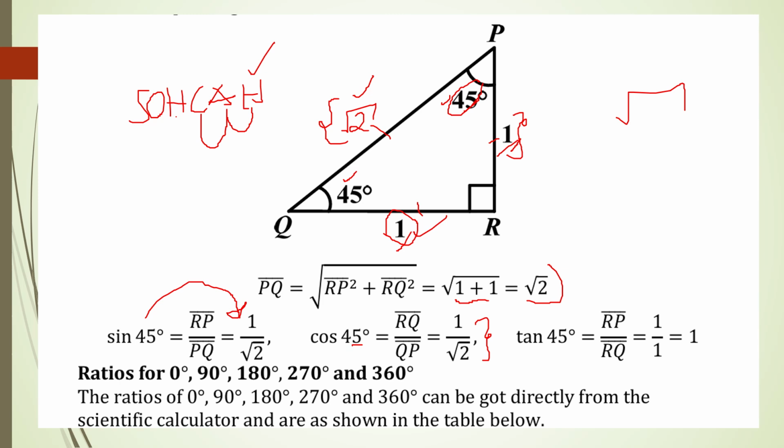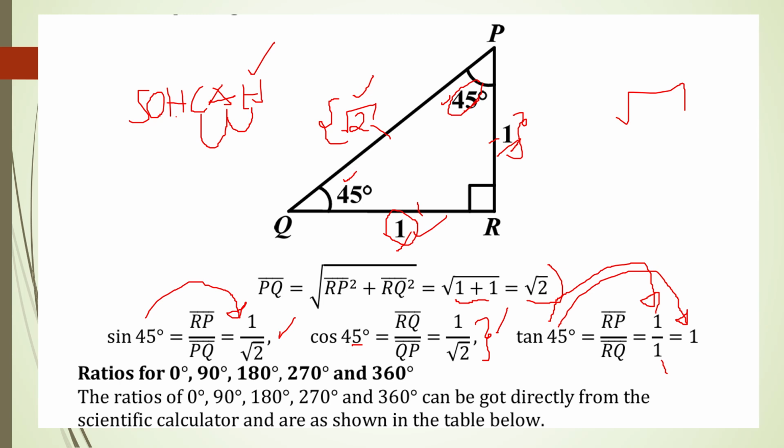Then we do also for tan, which is opposite divided by adjacent. So tan 45 is going to be opposite, which is 1, divided by adjacent, which is also 1. So tan 45, you should know it in your head, is always going to be 1. So now we have looked at how we can get all those expressions. Now let's look at how we can put them into calculations.